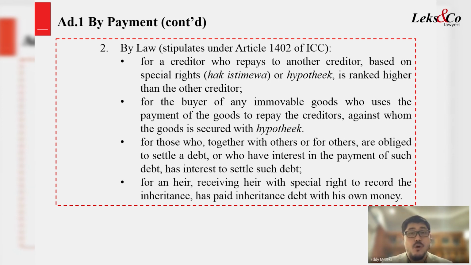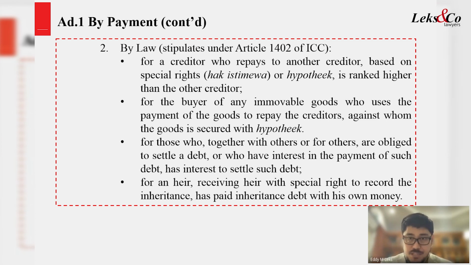And then by law, this is happening by law without an agreement. A creditor who repays another creditor, based on a special right or hypothec, is ranked higher than the other creditor. So if he has a mortgage or preferential right, he is able to repay and then take over the receivable. That is subrogation also.